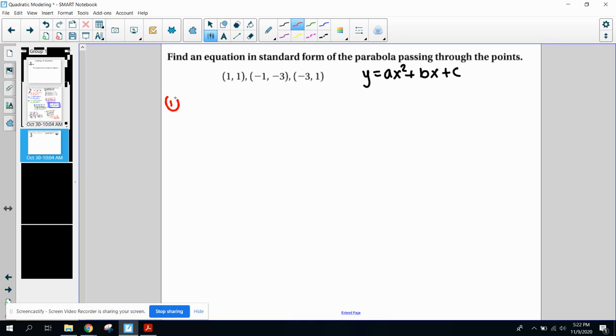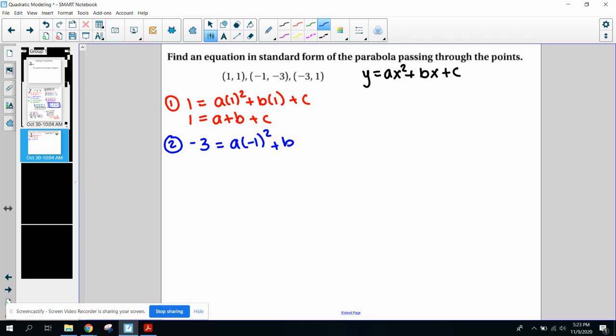So I'm going to have my first equation based off of my first point. I'm going to plug in 1 for y and 1 for x. So this is going to give me a times 1 squared plus b times 1 plus c. So I get 1 equals a plus b plus c. My second equation, I'm going to use my second point. So again, I'll plug in my x and y. So negative 3 equals a times negative 1 squared plus b times negative 1 plus c. So I'll get negative 3 equals a minus b plus c.